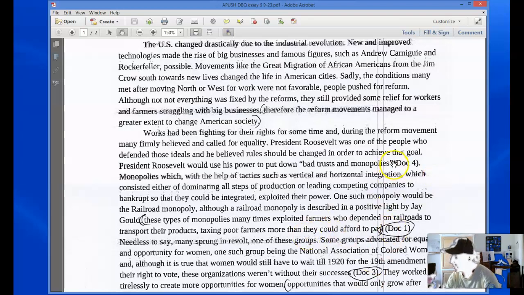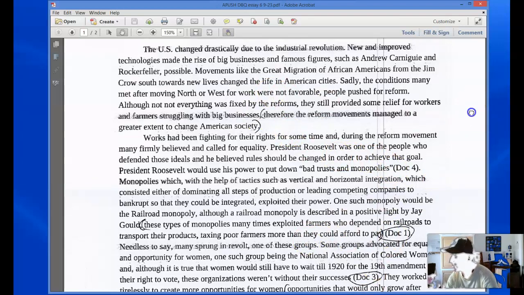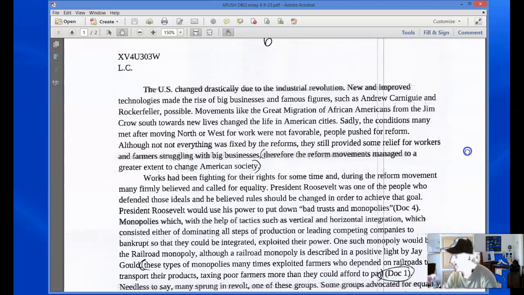So first of all, I'm going to go through and look for a thesis. Did I find a thesis? Did they make a point based off the prompt? Remember the first thing I showed you? They had the prompt on it. You'll be able to go back to it. So did they make a claim about the prompt? You've got to remember what the prompt was.